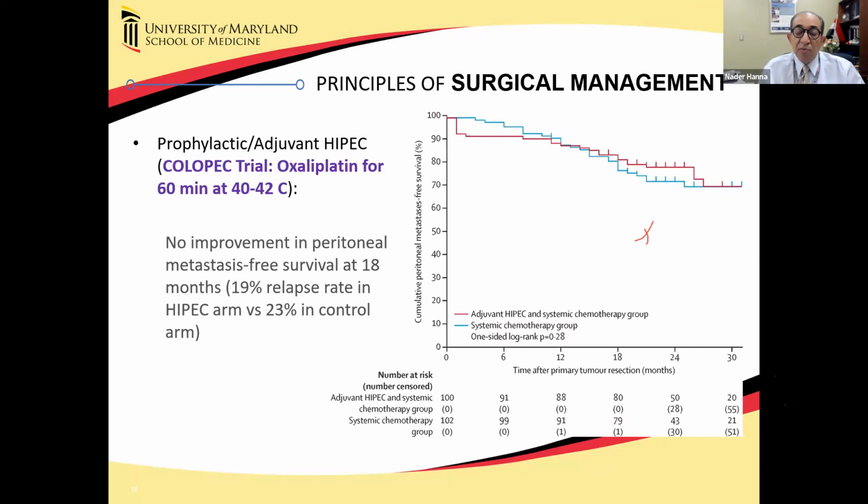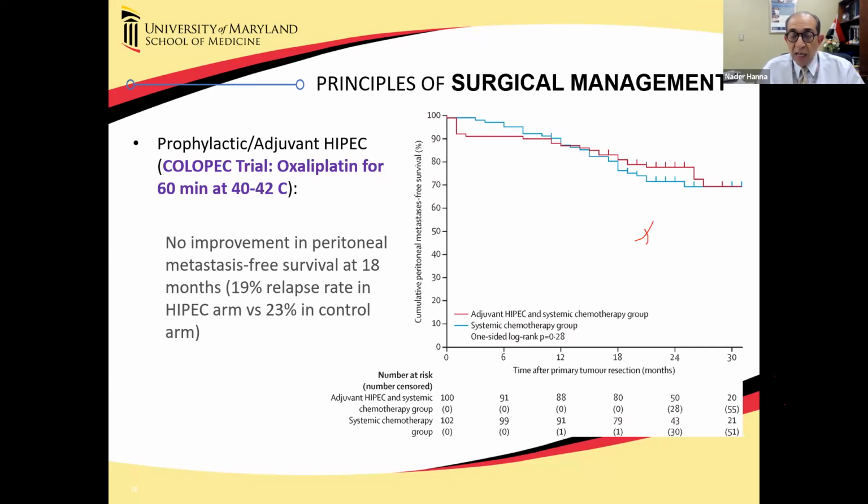And there's also criticism about how the patients were followed. And while the study showed there was no improvement in peritoneal metastasis-free survival at 18 months, the relapse rate was 19% in the HIPEC arm and 23% in the control arm, non-statistically significant.